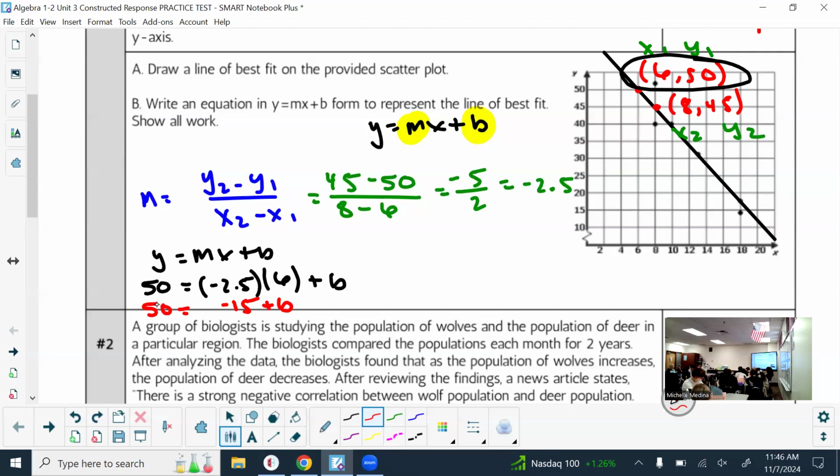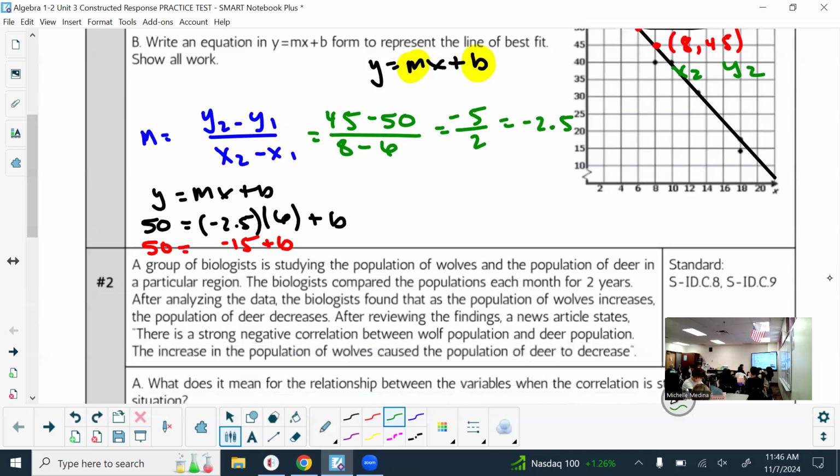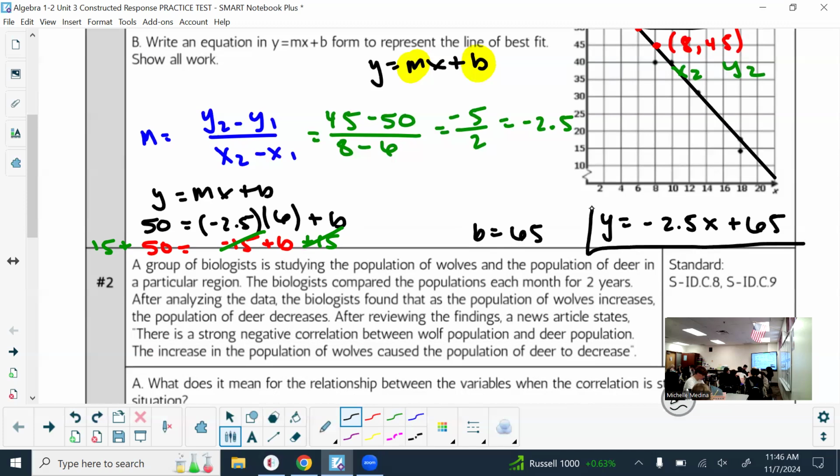Did we forget one-step equations? You're gonna have to add 15 to both sides if you want to make the -15 cancel. -15 plus 15 is 0. And then whatever you do on one side, you have to do to the other. So that's how I isolate the b, otherwise known as y-intercept. 15 plus 50 is 65. So when I put it together in slope-intercept form, it's y equals -2.5x plus 65 approximately.